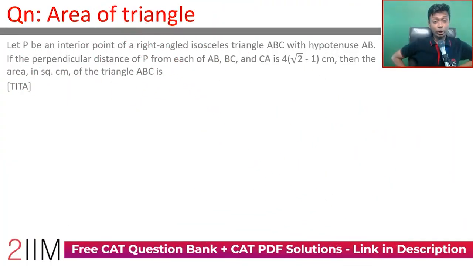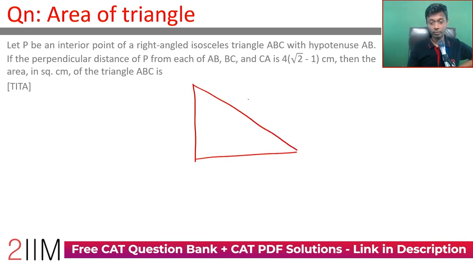Let P be an interior point of a right isosceles triangle ABC with hypotenuse AB. This is A, B, C. These two sides are equal. This is 45, this is 45. The perpendicular distance of P from each of AB, BC and CA is equal, and each time it is 4 into root 2 minus 1.